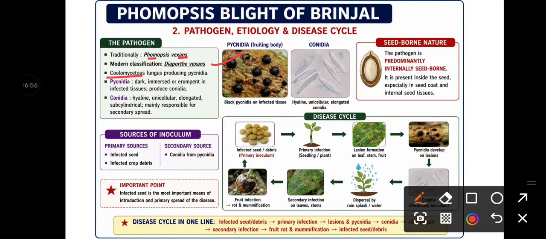It is a Coelomycetes fungus producing pycnidia. Coelomycetes means dark colored. Pycnidia are dark, immersed or erumpent in infected tissue, producing conidia.